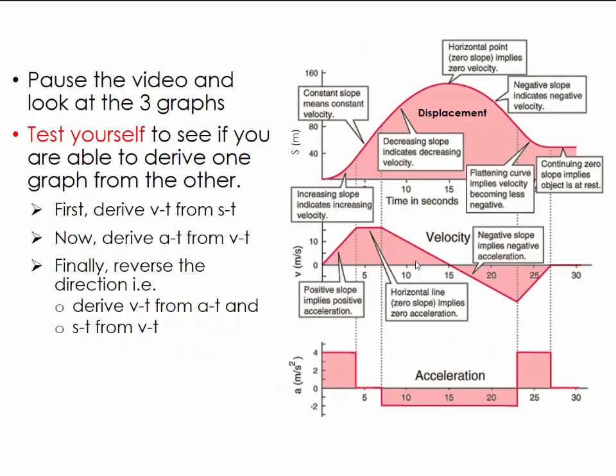Now pause the video and look at the three graphs. Test yourself to see if you are able to derive one graph from another. So you start from deriving the v-t graph from the s-t graph and then derive the a-t graph from the v-t graph. Later do the reverse. Given the a-t graph, can you draw the v-t graph from here? And then with this v-t graph, sketch the s-t graph. Do it in both directions, test yourself and compare with this answer.